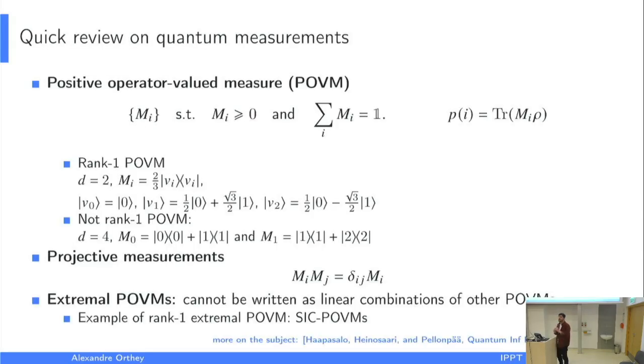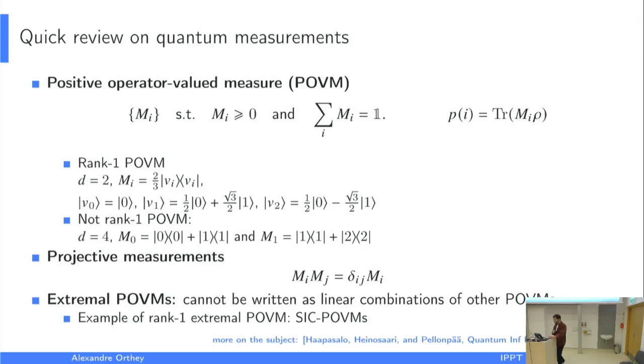So just a quick review. When I talk about measurements, I will talk about 3 classes: POVMs, projective measurements, and extremal POVMs. Are you aware of these 3 classes? I guess POVMs and projective measurements for sure. Extremal POVMs are POVMs that cannot be written as linear combinations of other POVMs. It's just that. One example of extremal POVMs are SIC POVMs, symmetric informationally complete measurements.